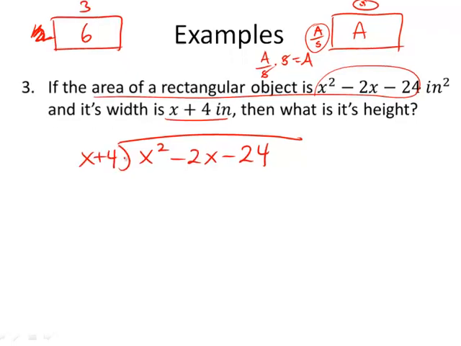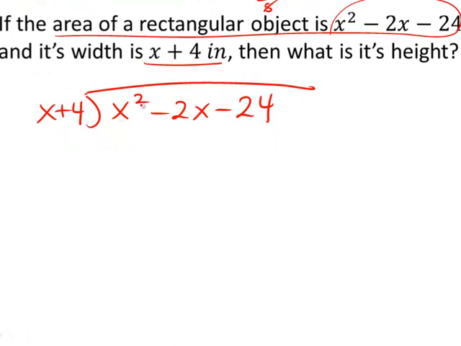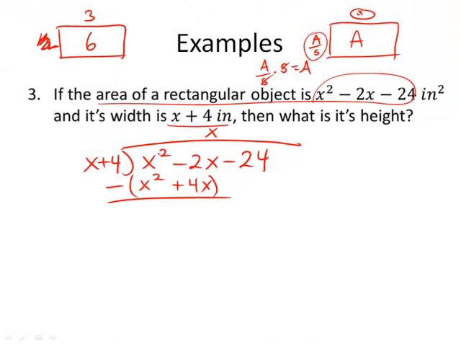Similarly, what times x gives us x squared? X. X times x gives us x squared. X times 4 gives us positive 4x. Minus that. So x squared minus x squared, and negative 2x minus positive 4x. So negative 2 minus 4 is negative 6x. Drop the next digit. Now we're trying to make it a negative 6x.